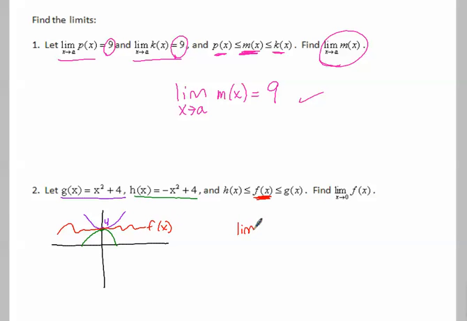So what is the limit as x approaches 0 of f of x? Well, let's ask two other questions to start with. What is the limit as x approaches 0 of g of x, that guy on top? Yep, here's 0. As x approaches 0, the function's approaching 4. How about that h of x? The limit as x approaches 0 of h of x? Yep, also 4. So guess what the limit as x approaches 0 of f of x is? You got it, 4.